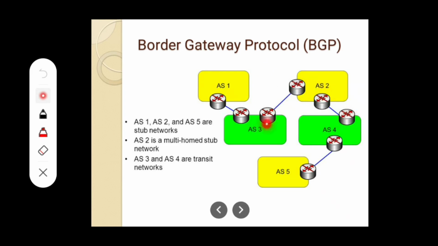Okay, clear? So this cannot be a transient autonomous system. The traffic cannot pass through this autonomous system. It can create traffic and also terminate traffic.